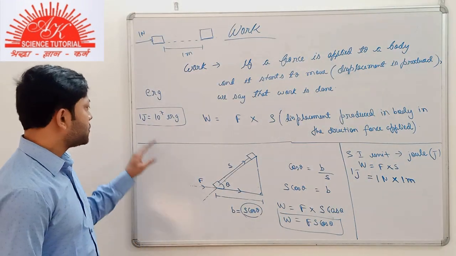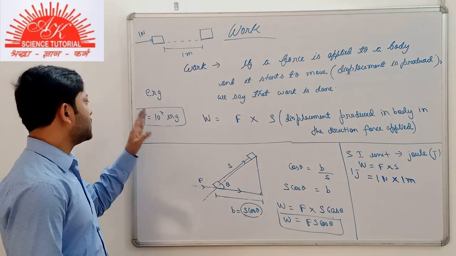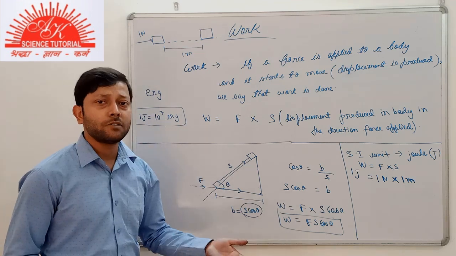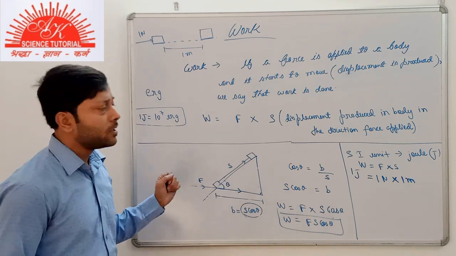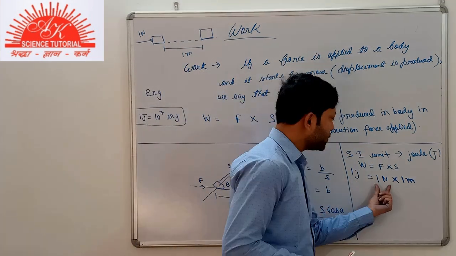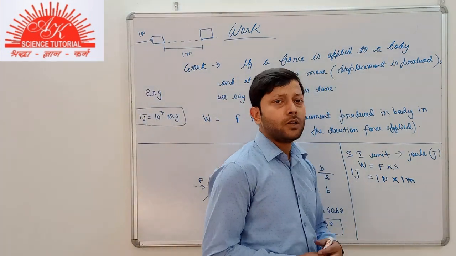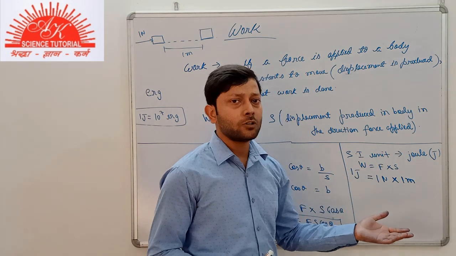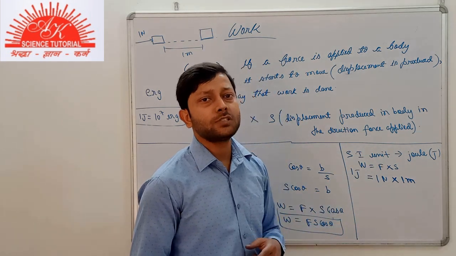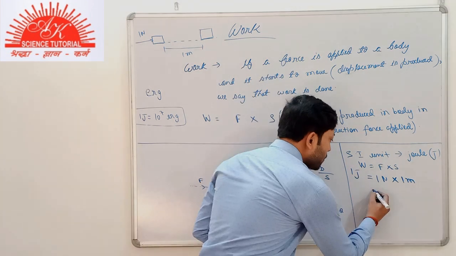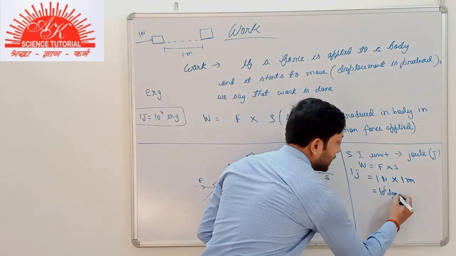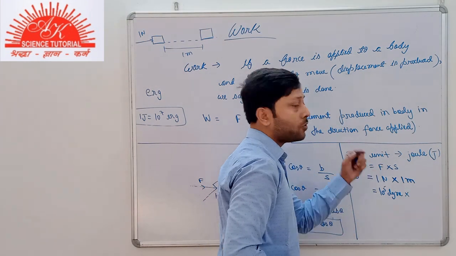Now, there is no need to memorize the relation between joule and erg, 1 joule is equal to 10 to the power 7 erg. You can derive it on your own. How? 1 joule is equal to 1 Newton into 1 meter. You know about the SI unit of force and the CGS unit of force also. The CGS unit for force is dyne, and 1 Newton is equal to 10 to the power 5 dyne.